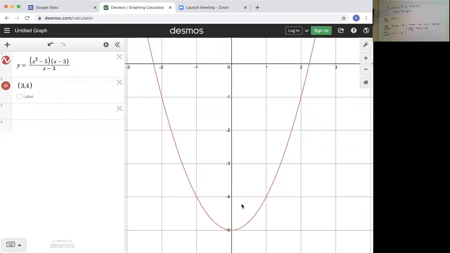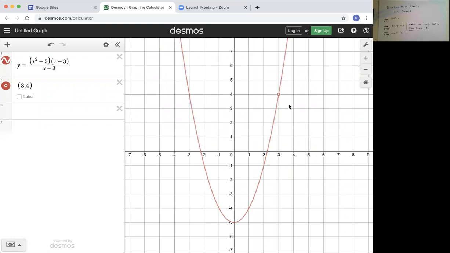But now I'm interested in what's happening here at 3. You'll notice I have a hole at 3. So that's going to be our next question. What is the limit as x approaches 3 of f of x? So we're going to approach from the left, we're going to approach from the right, and we're going to see what happens. Again, this is our question. Limit as x approaches 3 of f of x.